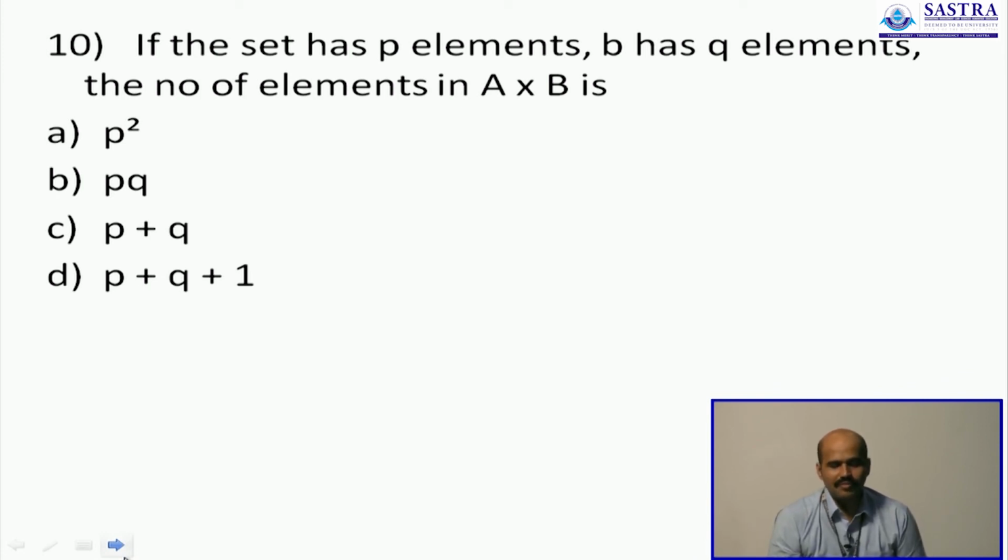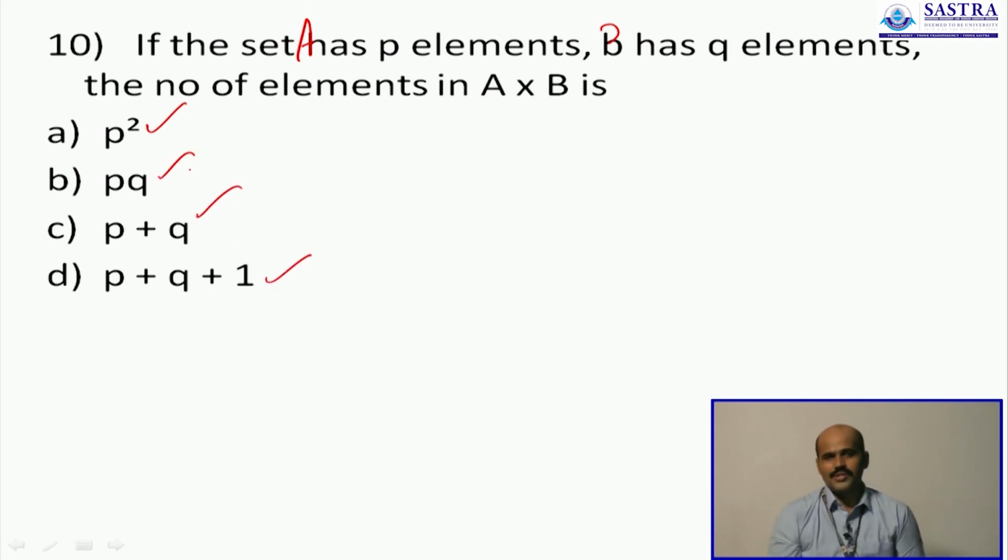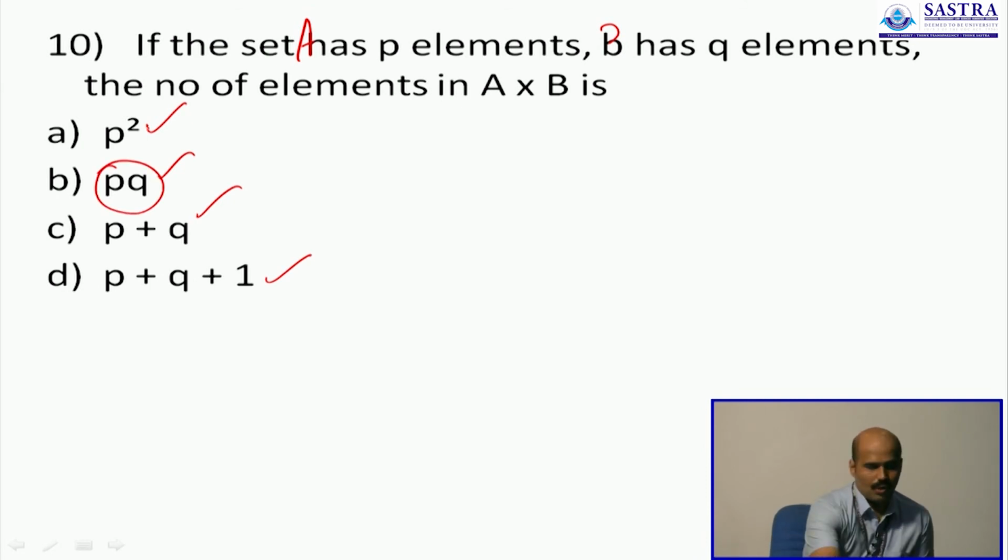Now what happens if we count the number of elements in the Cartesian product? The set A has P elements, and the set B has Q elements. The number of elements in the Cartesian product of A and B is either P squared, P plus Q, P plus Q plus 1, or PQ. We have already seen that when you list all ordered pairs, you have Q choices for each of the P elements in A. Therefore the option is PQ. It's not P squared, not P plus Q, not P plus Q plus 1, it is PQ.